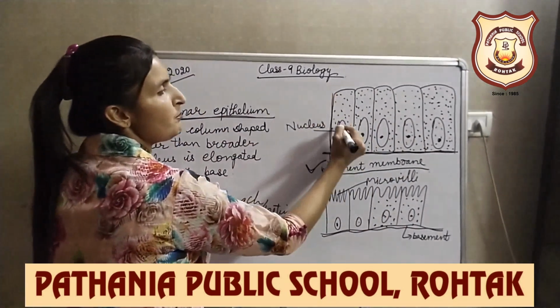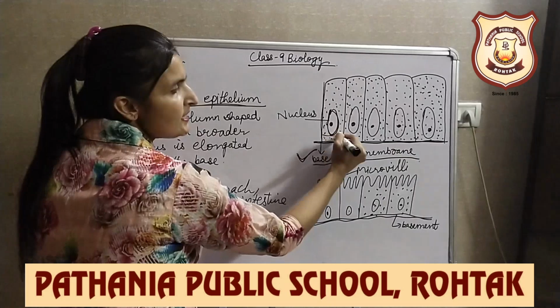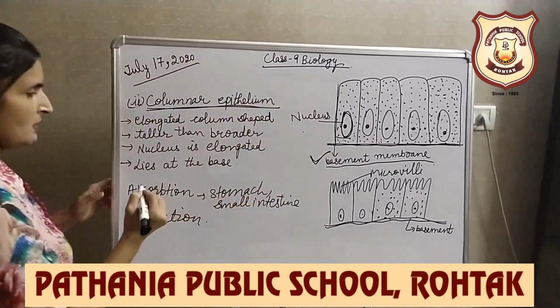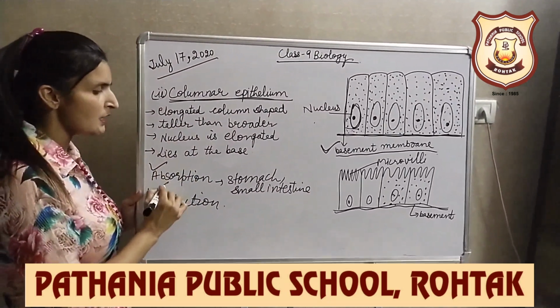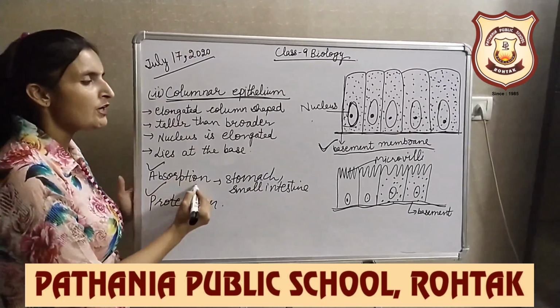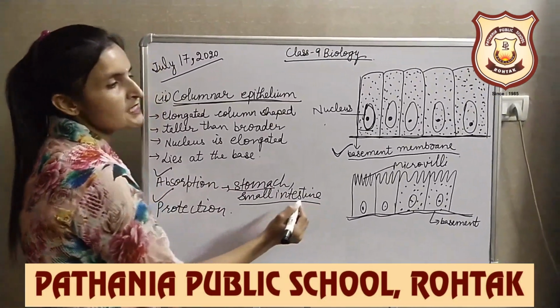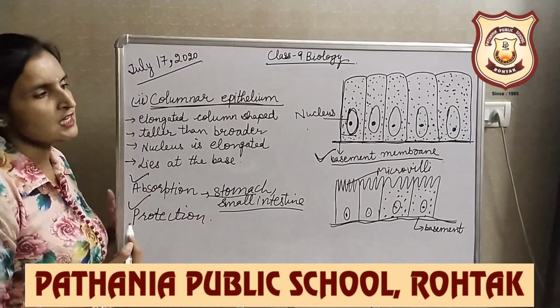In the columnar epithelium, the nucleus is elongated and lies towards the base. This type of epithelium is present where absorption, protection and secretion are the major functions. For example, in the stomach, in the small intestine, and in the colon of the large intestine also.